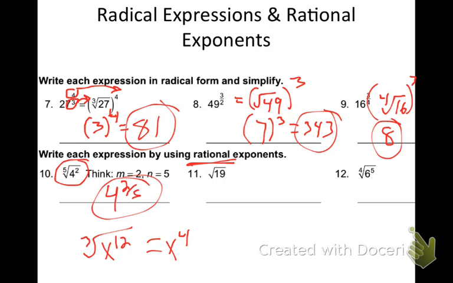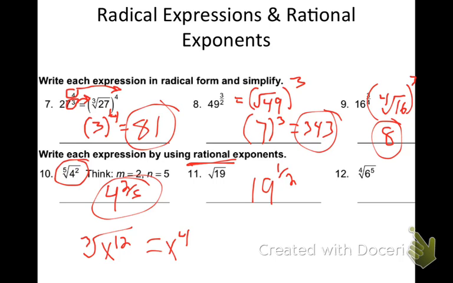Same thing on 11. Now 11, they do not give me a root, and they do not give me an exponent, because they're both invisible. What's my invisible root here? Invisible root is a 2. My invisible exponent is a 1. So the square root of 19 as a rational exponent is 19 to the what power? Half. Yeah, this is 19 to the 1/2 power. Nice job.